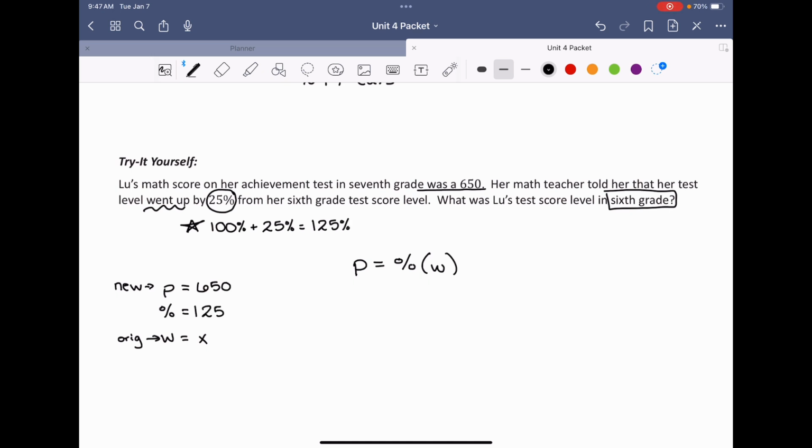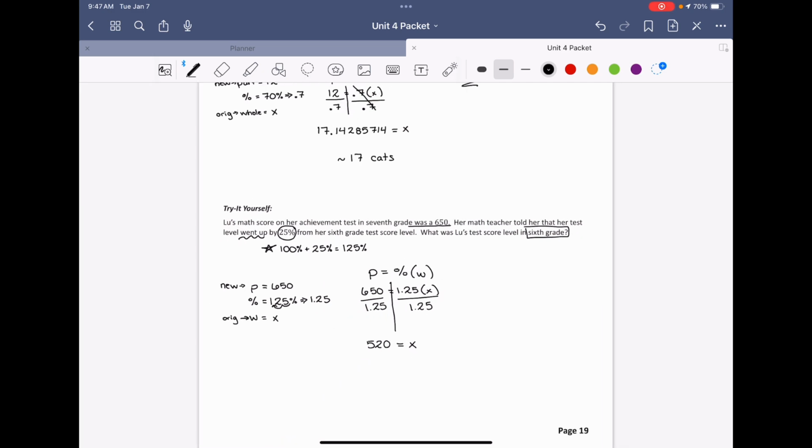So 125%, and let's change this to a decimal. Move it over 2 spaces, 1.25, and we'll plug them in. So 650 equals 1.25 times x, and we're going to solve for x. So divide both sides by 1.25 and solve. So her test score in 6th grade was 520. All right, next page.